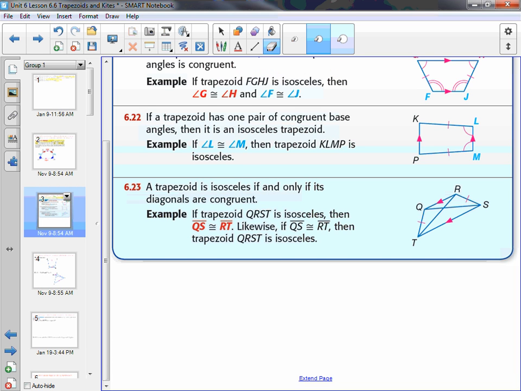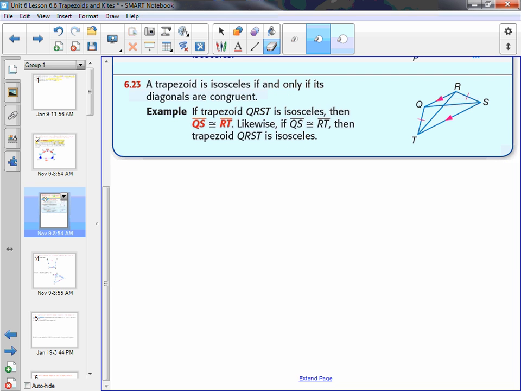And then this next theorem, they give us both a theorem and its converse in one statement. And I don't know why they're doing it here when they usually don't, but here we go. A trapezoid is isosceles if and only if its diagonals are congruent. That means if you know a trapezoid is isosceles, you conclude its diagonals are congruent. It also means if you know that the diagonals of a trapezoid are congruent, you conclude it's isosceles.